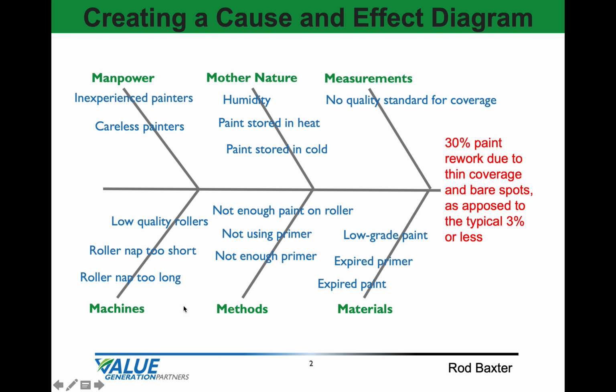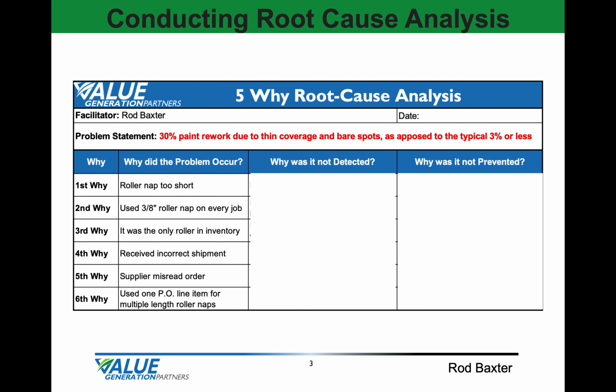With our team, we brainstormed all the potential solutions, and we selected the most probable solution as being roller nap too short. Once we reviewed inventory, we discovered and determined that everything in inventory has a 3/8 inch roller nap. So that's what we're going to take forward into the 5 why root cause analysis. So first we're going to start to understand why the problem occurred.